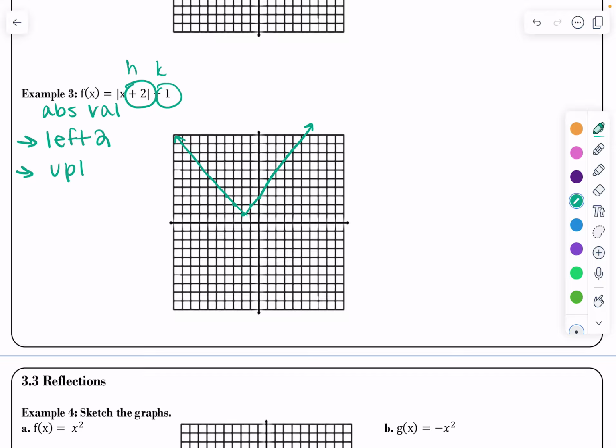So I'm going to graph it like so. And I'm done. I can double check again. You can check with your graphing calculator. You can also check by plugging into a table. Either one.